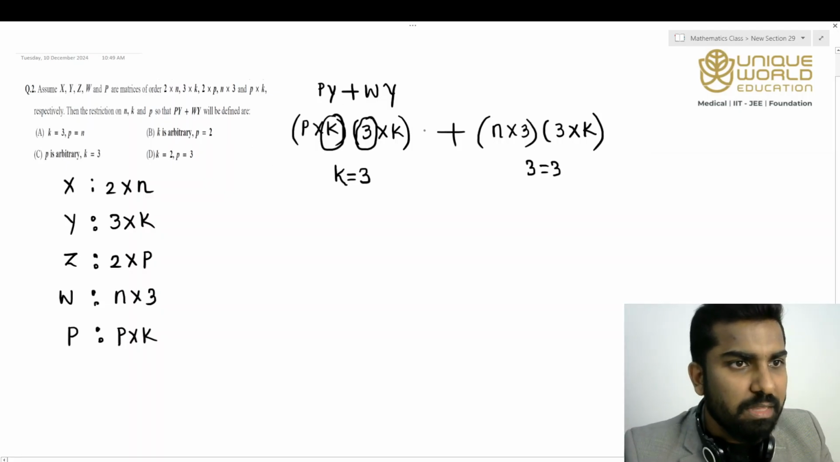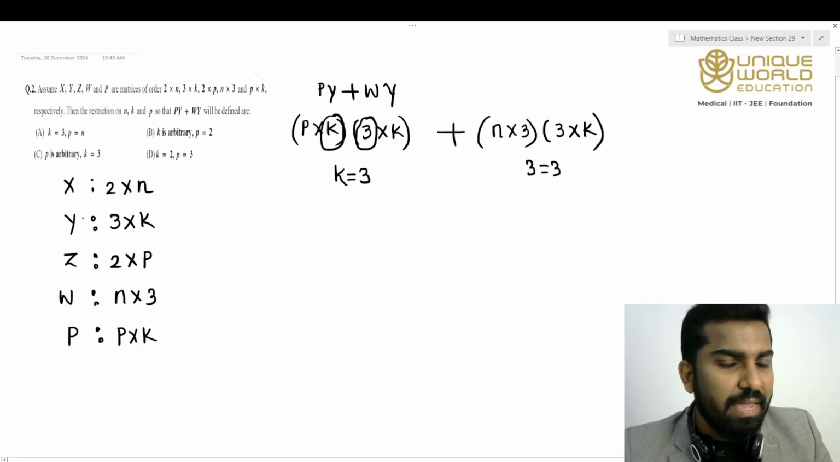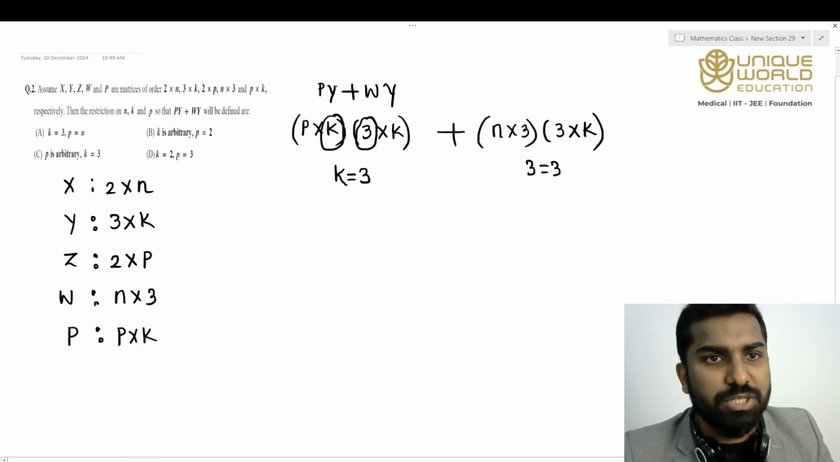Okay, so we can directly remove the option k is arbitrary, then for the remaining options, if I am checking, d also we can remove. So a and c are pending. Now we can understand the question more.